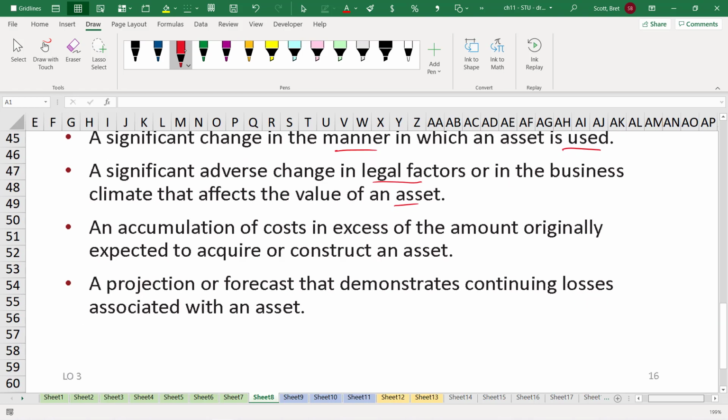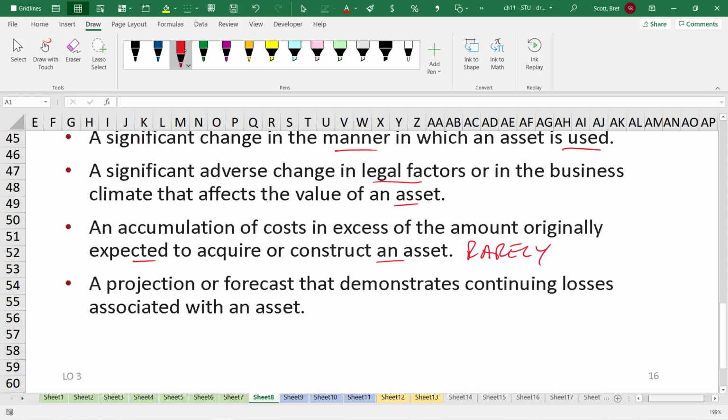An accumulation of costs in excess of the amount originally expected to acquire a constructed asset. Yes, it's possible that can occur, but it rarely happens. Usually our estimates of what we expect to pay to acquire an asset are pretty spot on. Are there cost overruns? Yes, but usually they are within a reasonable expected amount.